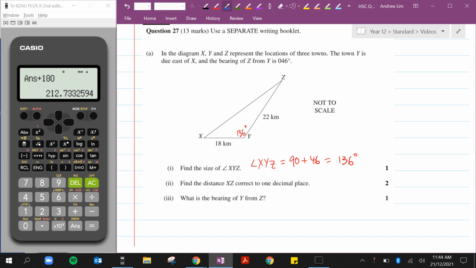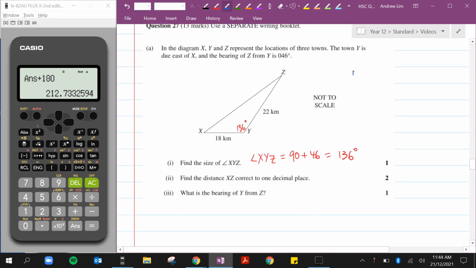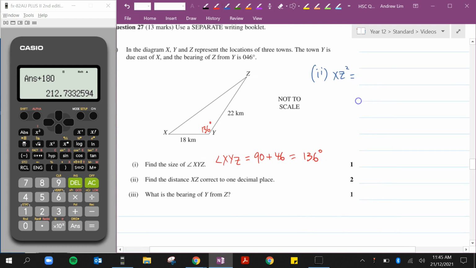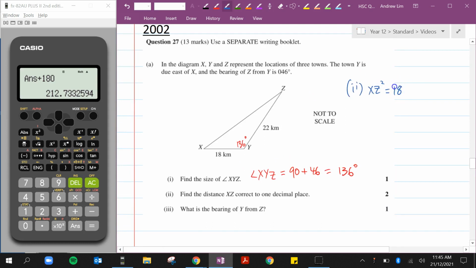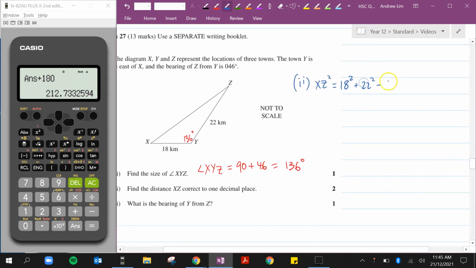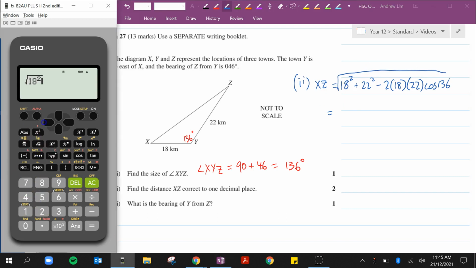Find the distance XZ, correct to one decimal place. So now that we've done that, we can use the cosine rule because we've got 3 sides and 1 angle. So I might do that to the side over here, question 2. So XZ squared is equal to 18 squared plus 22 squared minus 2 lots of 18 times 22 times cosine of 136. But I'm just going to square root that to get the answer straight away. So that's going to give me 37.1 kilometers.